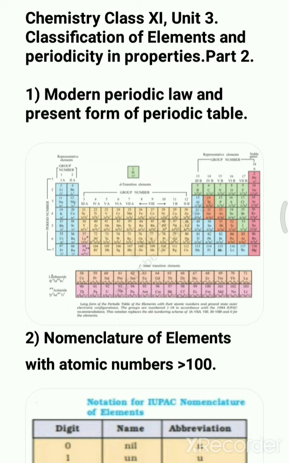This is about the previous part. So today in this class, as I said earlier, we are going to talk about the modern periodic law and the present form of the periodic table, and one more subpart, the nomenclature of elements with atomic number more than 100. First we'll discuss the modern periodic law and the present form of the periodic table.